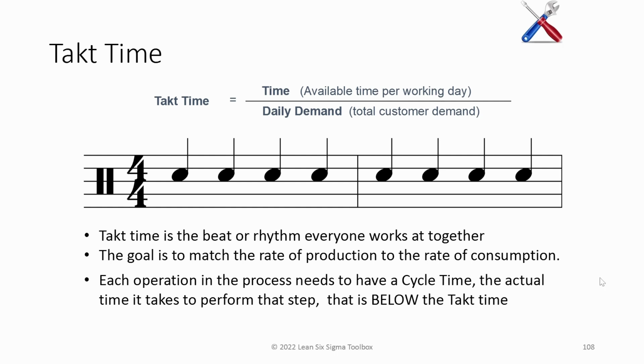The takt time is actually the beat or the rhythm that you want to dance to, and you want everyone on your team dancing to hit those goals. Now, the goal is to match the rate of production to the rate of consumption. So you don't want to move too fast and hire too many employees and have too much equipment that you can go too fast. And at the same time, of course, you don't want to be too slow and miss your delivery dates. So every operation, every process step needs to have a cycle time that is at or below the takt time. If you do, you'll be able to hit your goals.